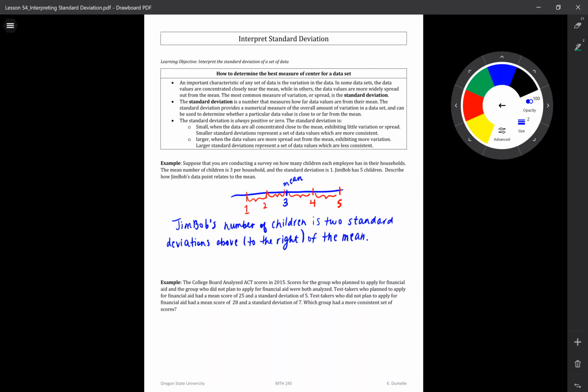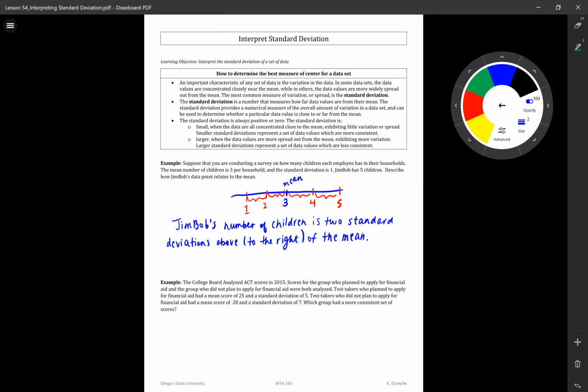Okay, let's do another example. The College Board analyzed ACT scores in 2015. Scores for the group who planned to apply for financial aid and the group who did not plan to apply for financial aid were both analyzed. Test takers who planned to apply for aid had a mean score of 25 and a standard deviation of 5. Test takers who did not plan to apply for financial aid had a mean score of 28 and a standard deviation of 7. Which group had a more consistent set of scores?